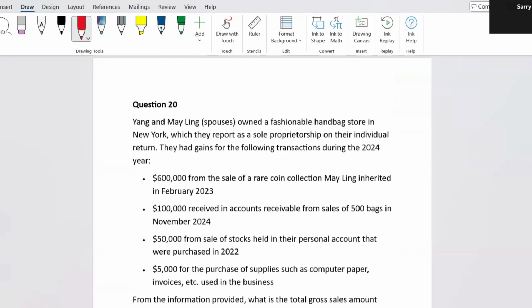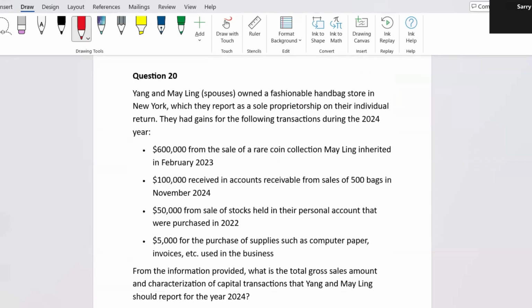Okay, question number 20. Let's see. Yang and May, they're married, owned a fashionable handbag store in New York, which they report as a sole proprietorship on their individual return. So this means they use Schedule C. So it's not an S Corp, it's not a C Corp, it's not any other business entity except for Schedule C. So it's a key difference right there.